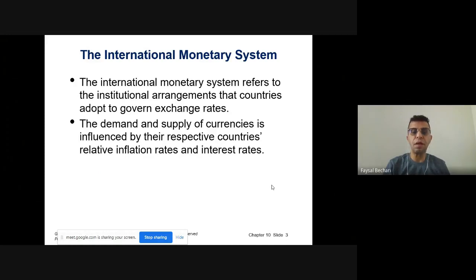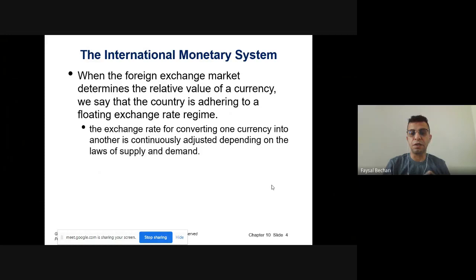Now, when the foreign exchange market determines the relative value of a currency, we say that it is adhering to a floating exchange rate regime. The exchange rate for converting one currency into another adjusts depending on the law of supply and demand in the free market. According to the law of supply and demand, the price of that currency changes.